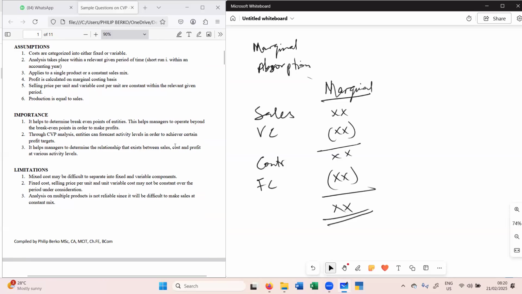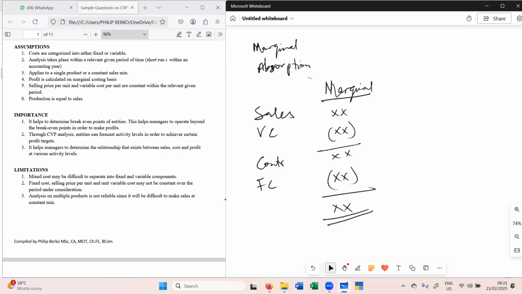The first one is that it helps to determine break-even points of entities. And this helps managers to operate beyond the break-even point in order to make profit. So for every organization that is into manufacturing, you will be making losses if you operate below the break-even point. And you don't make any profit nor loss when you operate at break-even. So you always have to strive to operate beyond the break-even point so that you can start making profit.